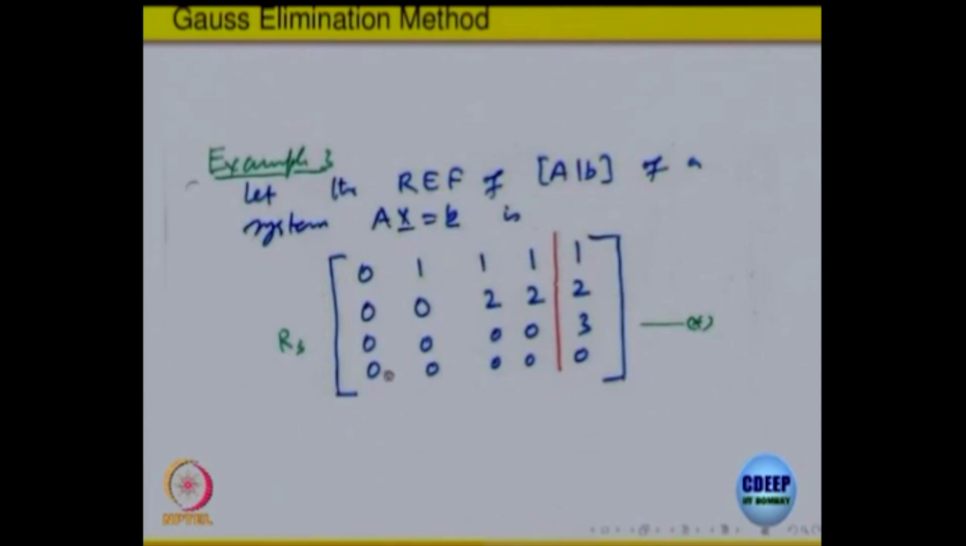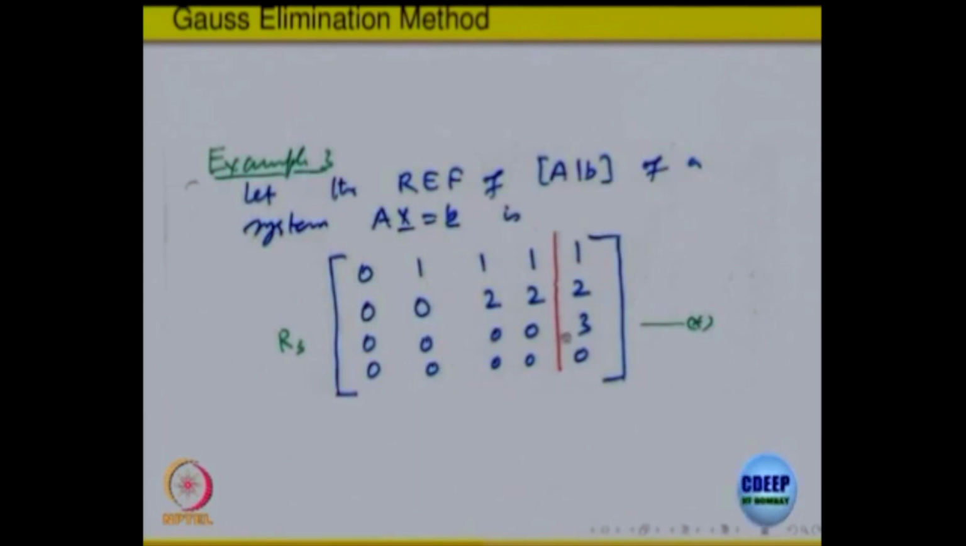So, it gives you a last row that is 0 in A, but on the right-hand side it comes as 3. So, what will this equation look like? 0 equal to 3. That means there is an absurd equation, one of the equations is never going to have a solution, which means the system cannot have a solution.